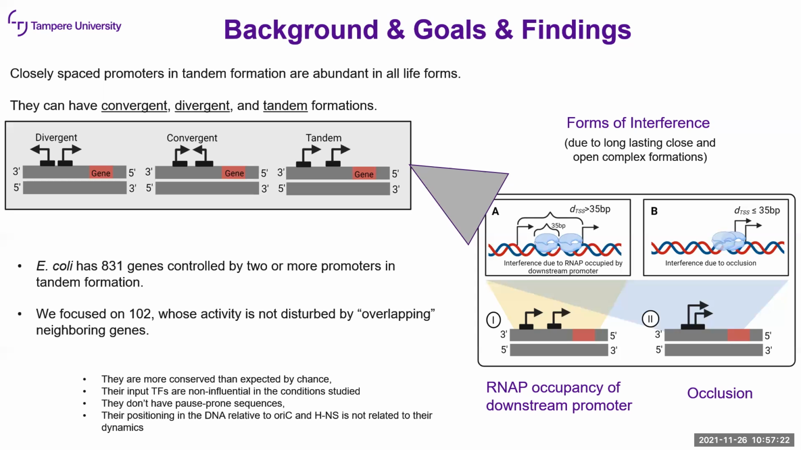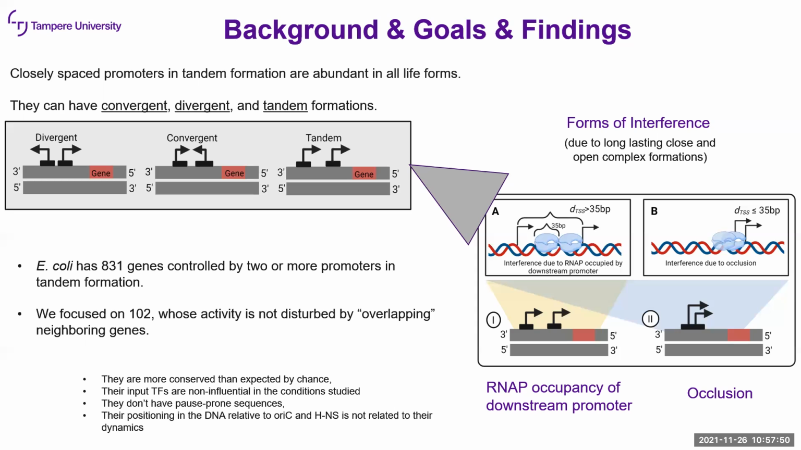So if the tandem promoters are very close to each other, there will be interference due to occlusion: when one is occupied by the RNA polymerase, the other one cannot be. Similarly, even if they're farther apart, when the downstream promoter is occupied by RNA-P, the upstream promoter cannot be producing RNAs, as shown in the picture. So there is that form of interference as well.